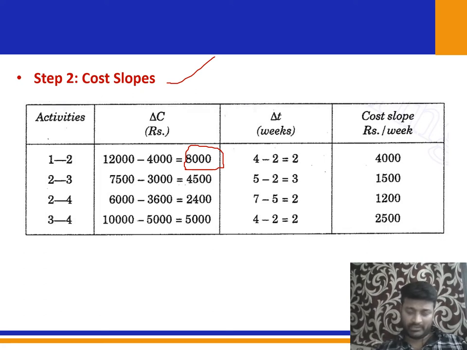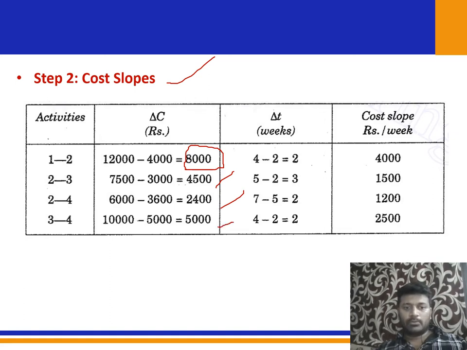Similarly, you can find out for the rest of the activities, that is for 2, 3 and 2, 4 and 3, 4. So you will get values like 4,500, 2,400 and 5,000, okay. In order to find the delta T, it is nothing but normal duration minus crash duration, 4 minus 2 and 5 minus 2. So you will have delta T like 2, 3, 2 and 2.